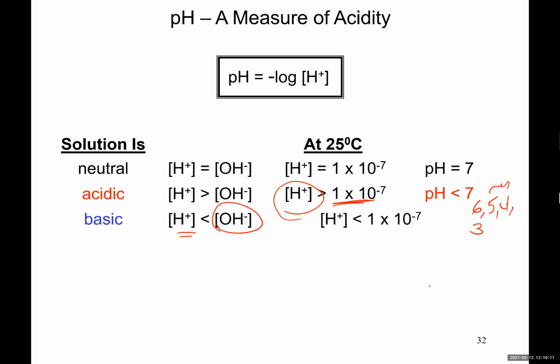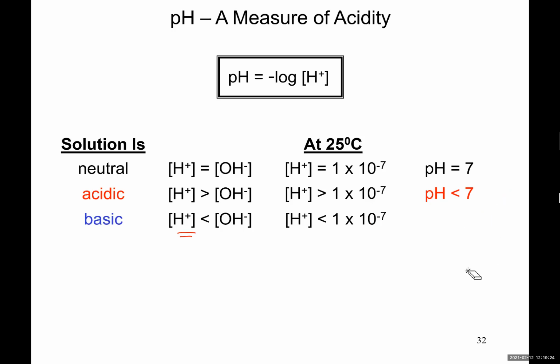And what does this mean in terms of concentration of hydrogen ion? It should be less than 10 to minus 7. And if you take a negative log of any hydrogen ion concentration which is smaller than 1 times 10 to minus 7, you're going to see the pH goes higher than 7. So pH 8, pH 9, pH 10, pH 11, so on and so forth. These are all basic solutions.